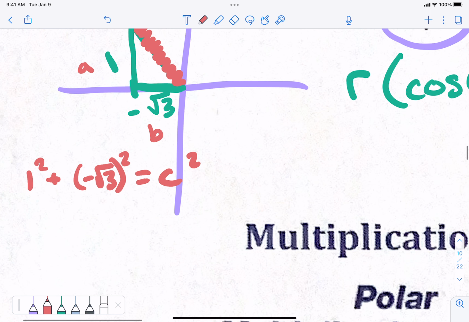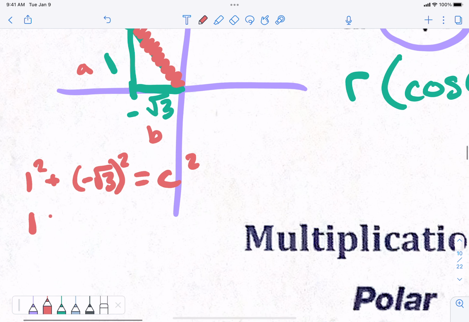1 squared is 1. The square root of 3 squared is just 3. Is it positive 3 or negative 3? The square always turns it positive, but it's going to be negative at the end. No, wrong. But why did you put the negative outside of the square root then? Because you can't have a negative inside the square root. But you're still squaring the negative.